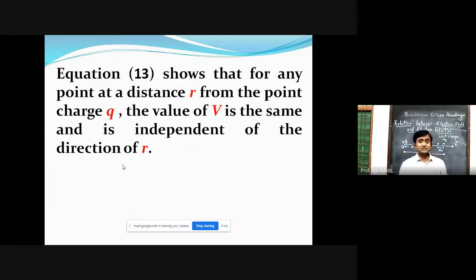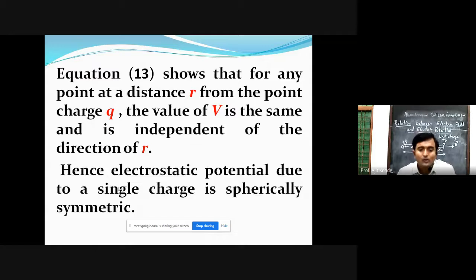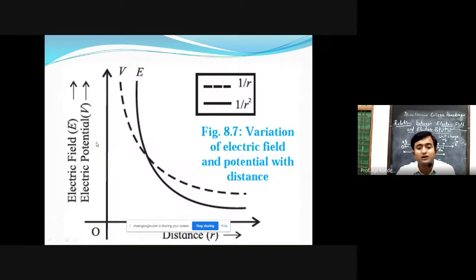If we have a charge q and we find electric potential at distance r over here, over here, over here, all the points which are equidistant, which is r, if we have a collection of all those points, then the electric potential there will be the same. Hence, electrostatic potential due to a single charge has spherical symmetry. It forms a spherical symmetry.